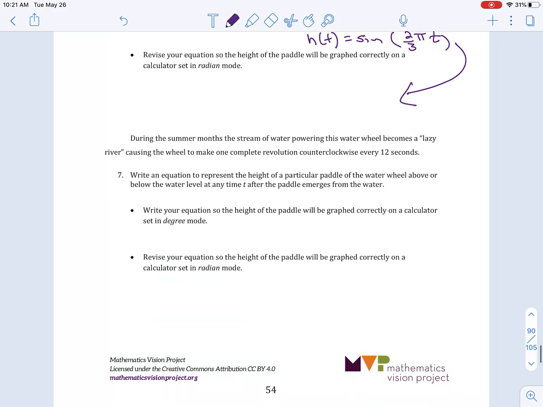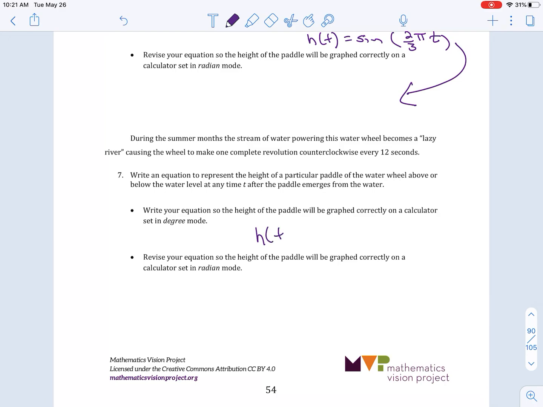Okay, during the summer months, the stream of the water powering this wheel becomes a lazy river, causing the wheel to make one complete revolution every 12 seconds. Write an equation to represent the height of the paddle of the water above or below the water level at any time t after the paddle emerges from the water. Write your equation so the height of the paddle will be graphed correctly on a calculator set in degree mode.